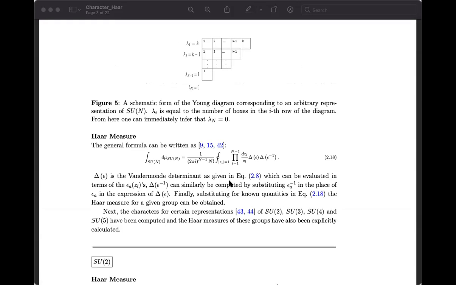Okay, so once we have that, you can calculate the Haar measure. And after getting the Haar measure, you can use the character orthonormality equation, and from there you can project out different invariants and so on, and that will be the ultimate goal for specific purposes.